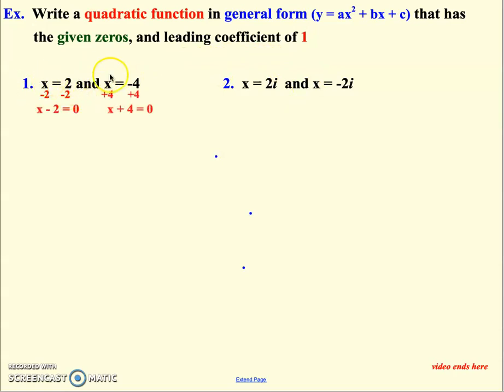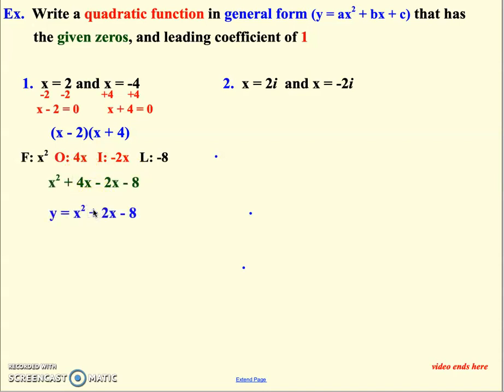So I'm going to subtract the 2 back over and add the 4 back over, which creates kind of like a factor. And then what I'm going to do is actually put those together as factors. So these zeros produce these factors, and then of course we're going to FOIL it out and get our final answer.